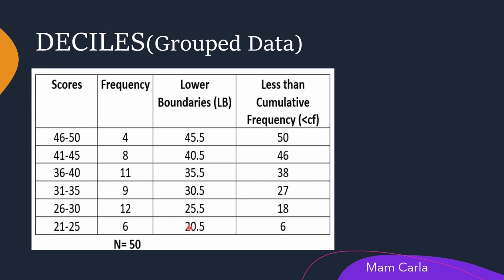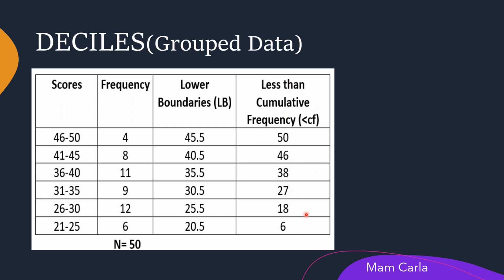Remember the lesson we had on quartiles. In obtaining the lower boundaries, we need to subtract 0.5 from the lower limit of each interval. So it will give us the following results. For the less than cumulative frequency, we need to locate the lowest class interval, and then we copy the frequency, and then we're going to add: 6 plus 12 is 18, 18 plus 9 is 27, 27 plus 11 is 38, 38 plus 8 is 46, and 46 plus 4 is 50.